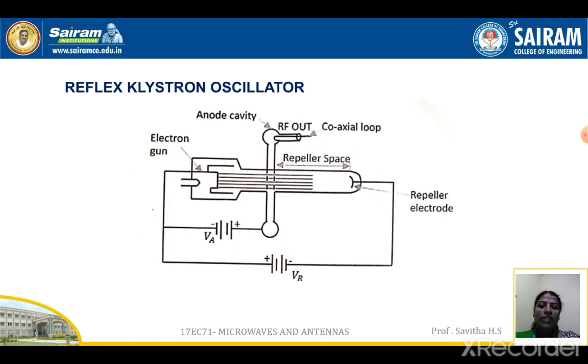The first electron, which we are taking as ER, crosses the anode cavity but has no extra velocity and it repels back after reaching the repeller electrode with the same velocity. Another electron, let us say EE, which has started earlier than the reference electron, reaches the repeller first but returns slowly, reaching at the same time as the reference electron.